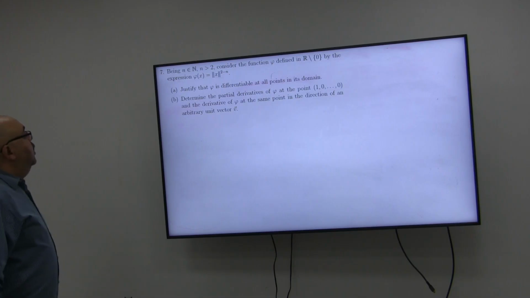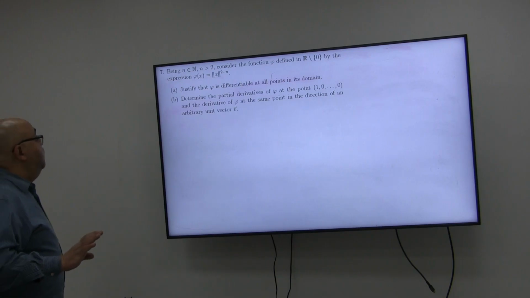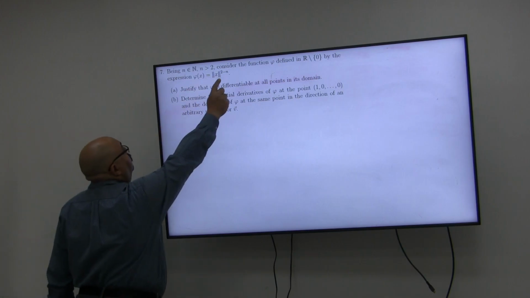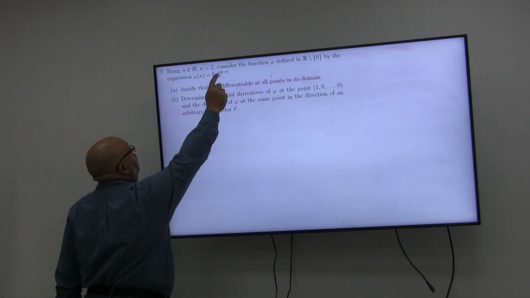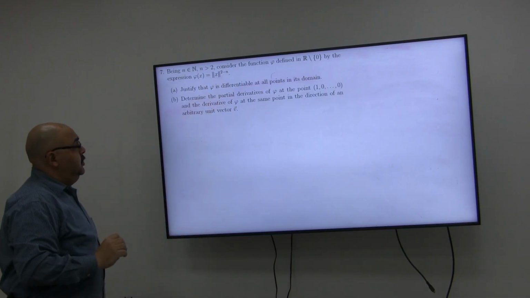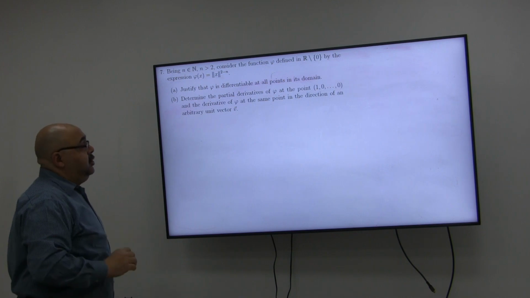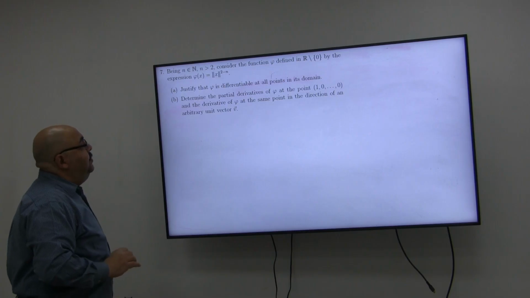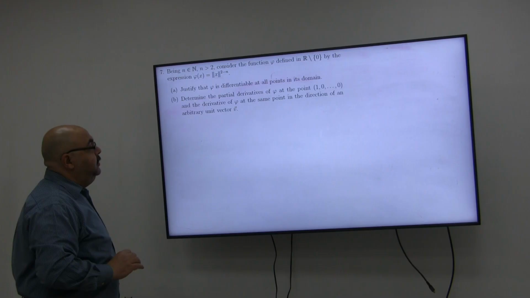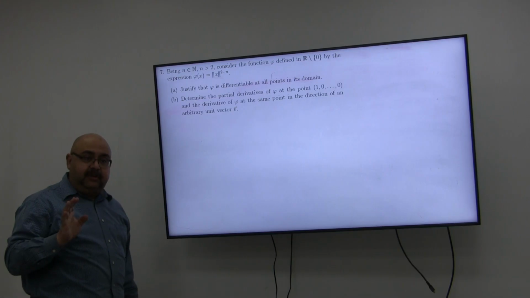You want to consider the function phi defined in R^n except 0, so your domain of definition is R^n except 0, by the expression phi of x equals the norm of x to the power of 2 minus n. Justify that phi is differentiable at all points in its domain. Determine the partial derivatives of phi at the point (1, 0), and the derivative of phi at the same point in the direction of an arbitrary unit vector.